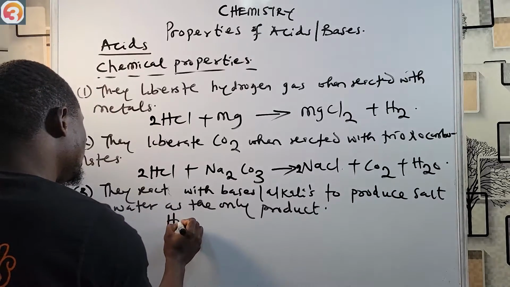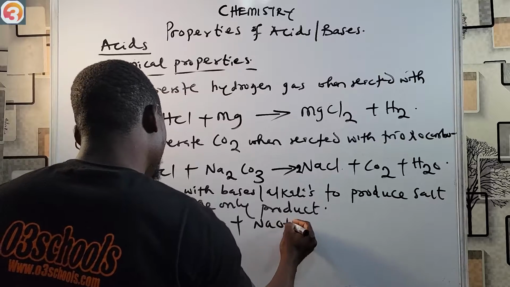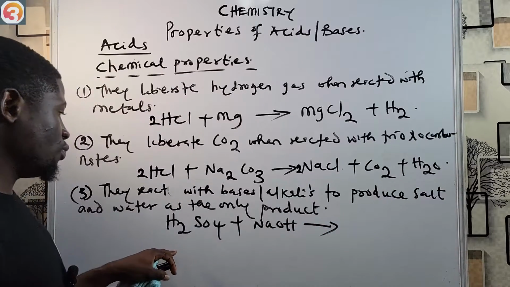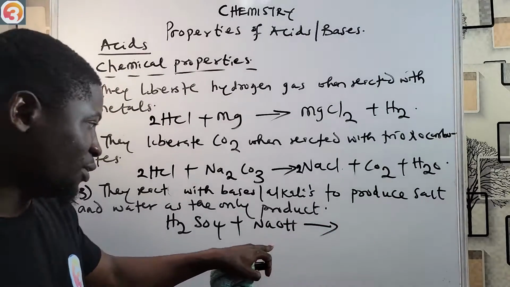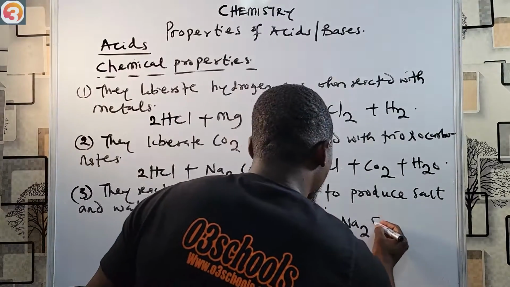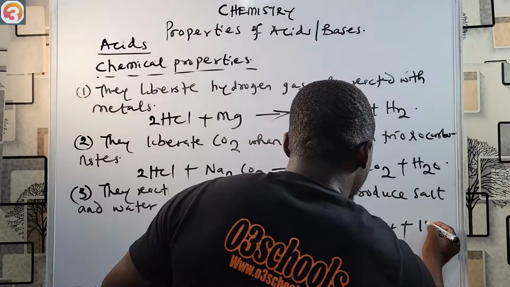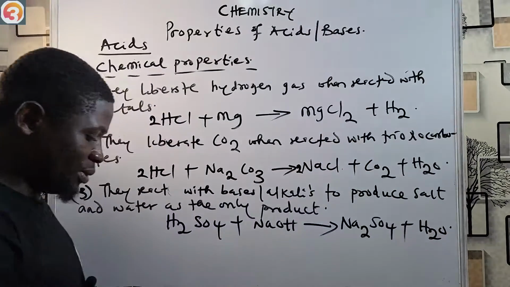Let's see an example. This is, let's say, H2SO4 reacting with NaOH. So this will give us what? Once H2SO4 reacts with NaOH, I'm going to have Na2SO4, right? To produce what now? This is salt and what? Water. All right. So this will be the reaction.